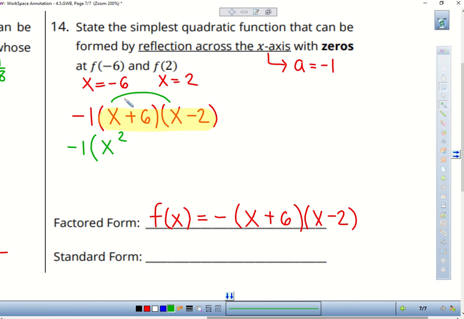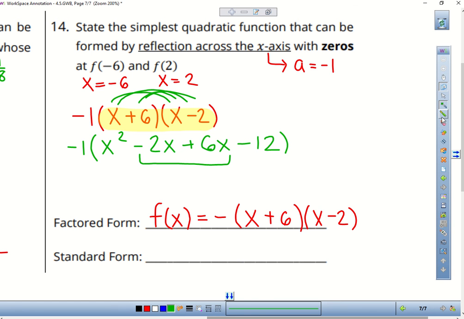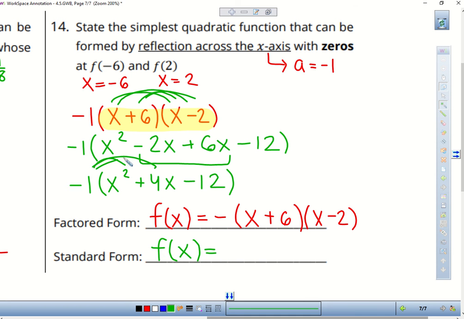X squared, that's going to be negative 2x, 6x, and negative 12. These will combine to give me what value? 4x. Good. And then what's the last step to get standard form? Multiply by negative. Good, I have to distribute that negative 1. And that's what I get.